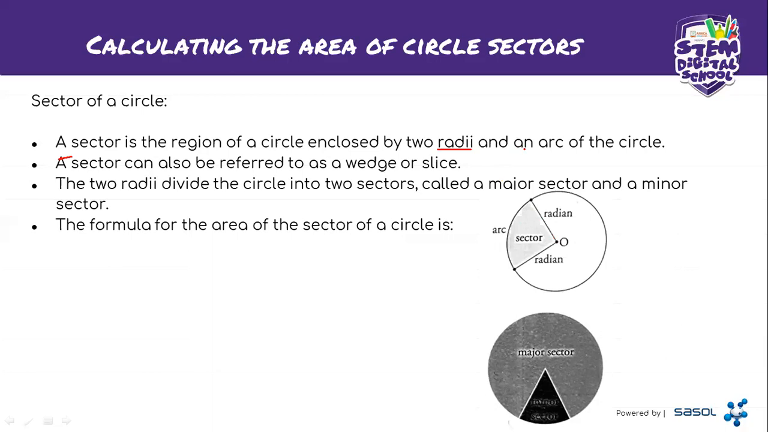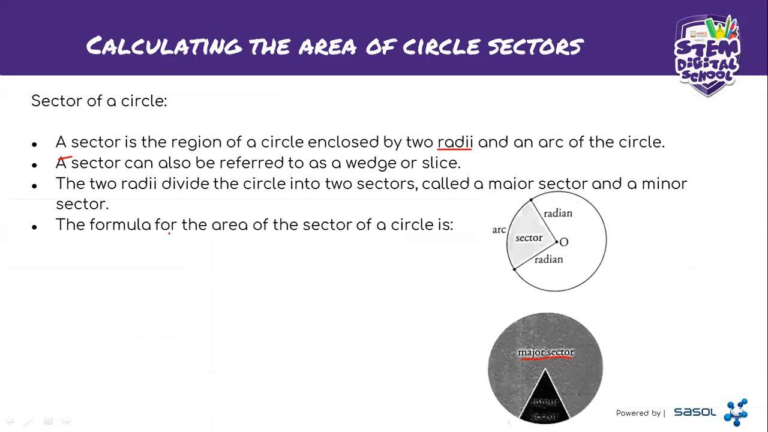Now, with an angle or an arc of a circle, a sector can also be referred to as a wedge or a slice. The 2 radii divide the circle into 2 sectors called the major sector and the minor sector. Now you can see from the screen which one is the major. This is the major, meaning the major is the bigger sector, and the minor sector is the smaller one, the slice. Can you see the slice? Yes.